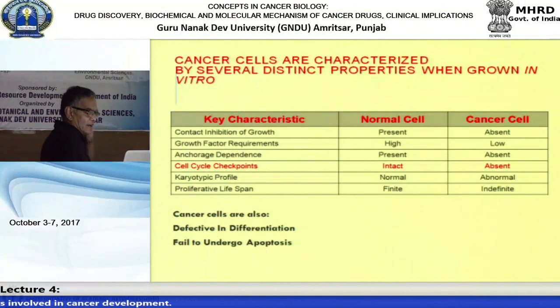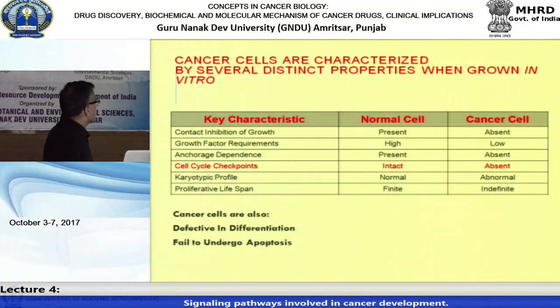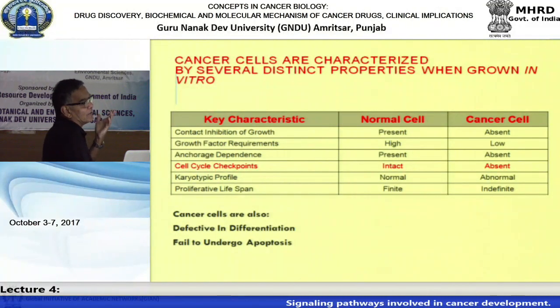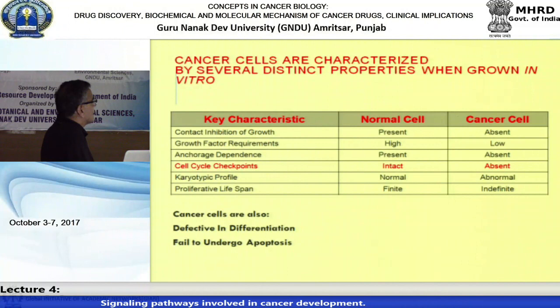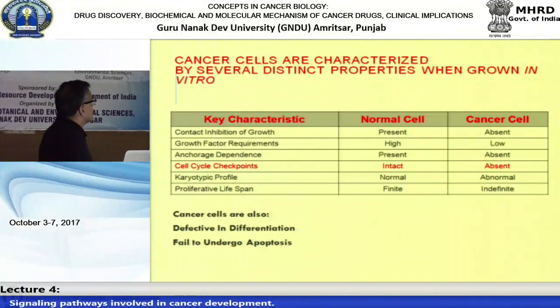That's a misnomer here, but all it is is abnormal. So cell cycle checkpoint controls are sort of lost, and the karyotypic profile is abnormal, which is also not true. It could be, but it doesn't have to be. The karyotypic profile could still have 23 pairs of chromosomes, and the chromosomes can look normal. They don't look broken up or damaged or anything like that. So we won't call it abnormal.